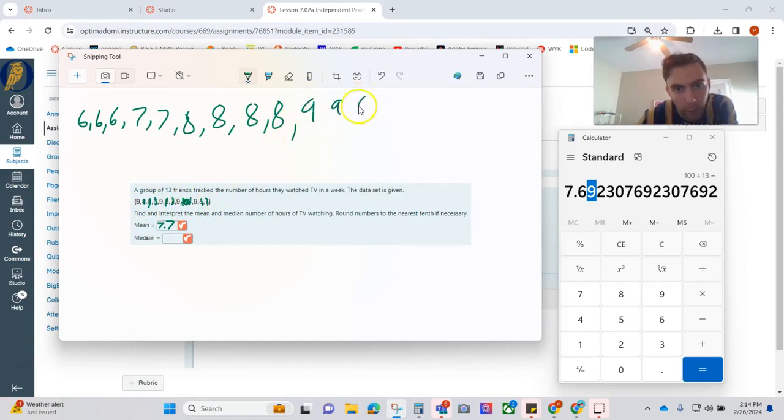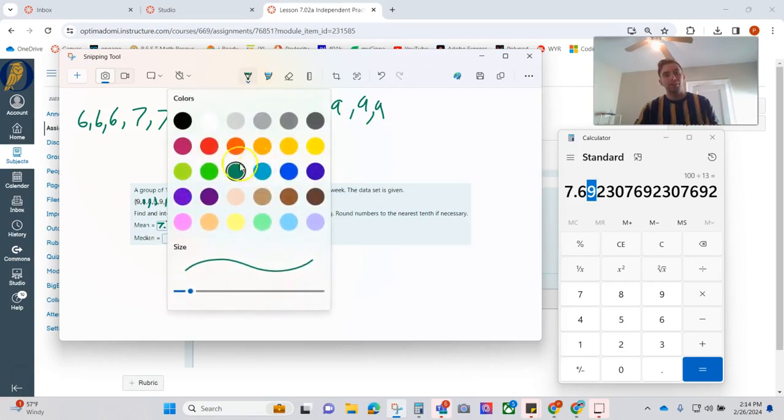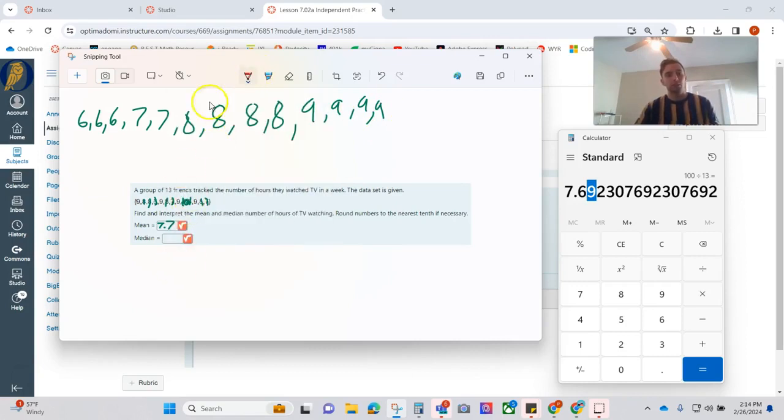Now, just to make sure, I'm going to count my numbers again. 1, 2, 3, 4, 5, 6, 7, 8, 9, 10, 11, 12, 13. Okay, didn't mess it up. Now, 13 numbers. I've got to find the middlest number. What's the middle of 13? Darn, I can't think of it.